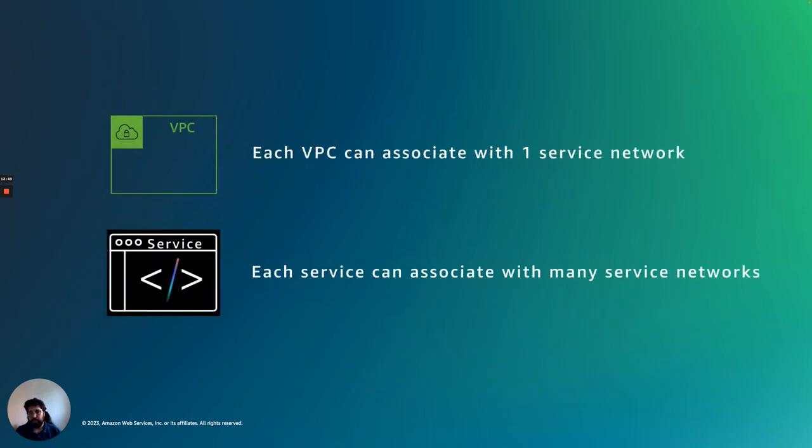Each VPC can be associated with a single service network. This is basically the way you scope down the services you want to share with a given VPC. You can also associate the same service network to many VPCs, which makes sharing services for common dependencies really easy. Services can associate with many service networks. This gives a lot of flexibility when dealing with shared services that require unique access requirements per VPC.